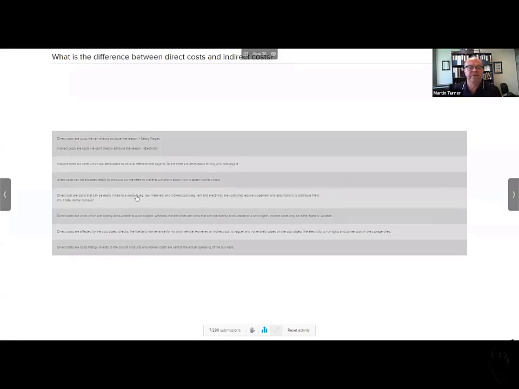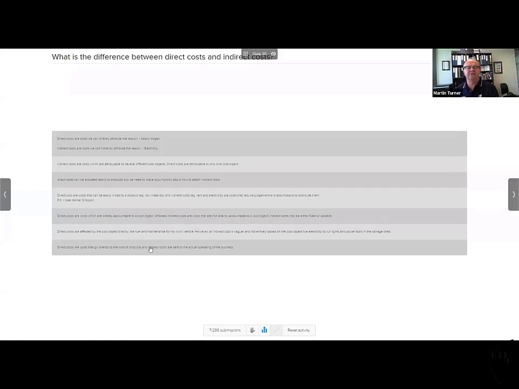Direct costs are costs that are easily linked to products such as raw materials, and indirect costs such as rent and electricity are costs that require judgment and assumptions to allocate them to products. P.S. I hate Homer Simpson. You hate Homer Simpson, but Homer Simpson would be able to allocate direct costs to products. Anybody could. It's obvious. Direct costs are costs which are directly accountable to a cost object, whereas indirect costs are costs that are not directly accountable to a cost object.